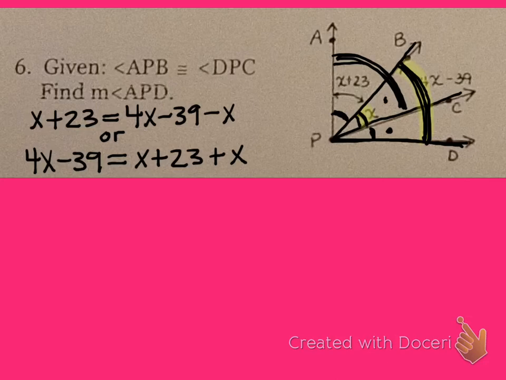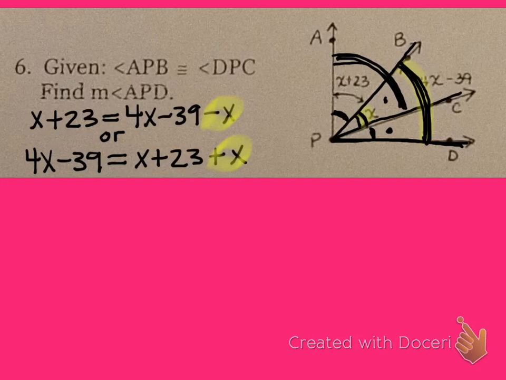So now you get to choose one of these equations. It doesn't matter. And if you look at the equations, they're very similar. The only difference is this guy and this guy. It's the same thing. In the first equation, it's being subtracted from the 4x minus 39. In the other equation, it's being added to the x plus 23 side, but if I moved it over with the 4x minus 39, it would be subtracted and it would look exactly like the first equation. So these equations really are equivalent.